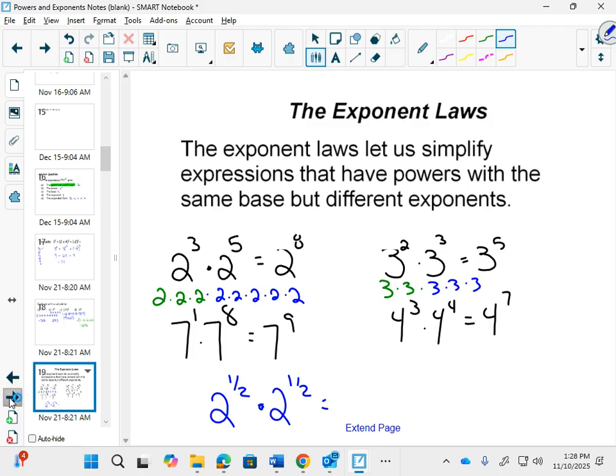3. No. 4. It's the same rule. What did you do here with the rule? You added, right? 3 plus 5 is 8. What if you added here? 1/2 plus 1/2 is 1. This is the answer. The answer is just 2. And it works with fractions. And it works with, we're going to do it with variables and a whole bunch of stuff.